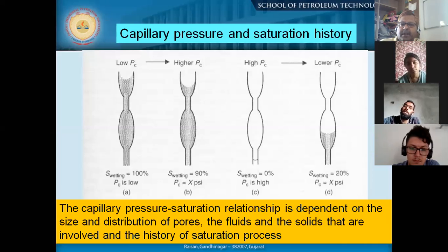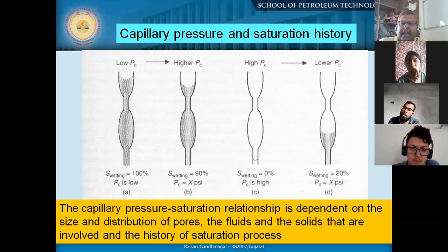In this diagram, in both cases your capillary pressure is x psi. In one case we are displacing the wetting phase with the help of a non-wetting phase. In another case, we are injecting a non-wetting phase.